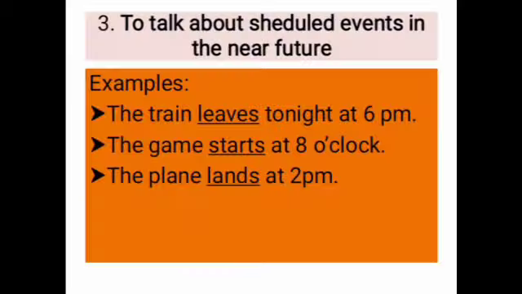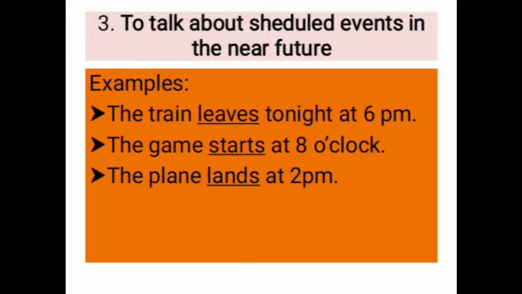Number 3, we use the simple present tense to talk about scheduled events in the near future. Events that will happen in the near future, scheduled to happen. Examples. What's the first sentence? The train leaves tonight at 6 p.m. What's the verb? Leaves. Okay?